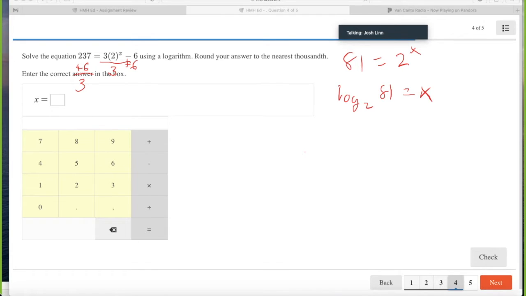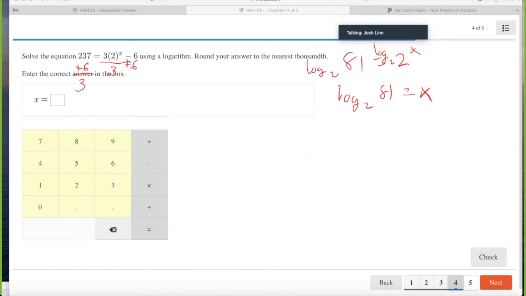Technically, what we're doing is we're taking log base 2 of both sides. So it'd be like log base 2 of that side, log base 2 of that side. But by definition, log base 2 of 2 to the power x is equal to x. So just so you're tracking what's happening.